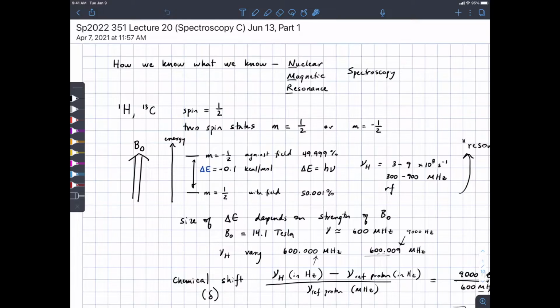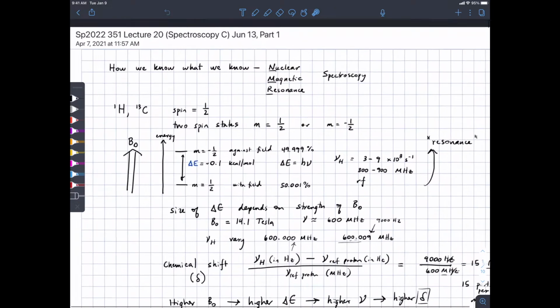Couple of things. Different protons in different environments will undergo spin flipping at different frequencies. And that's the key. Unique protons in unique chemical environments will have unique frequencies, and therefore we can detect them and analyze the structure of a molecule.